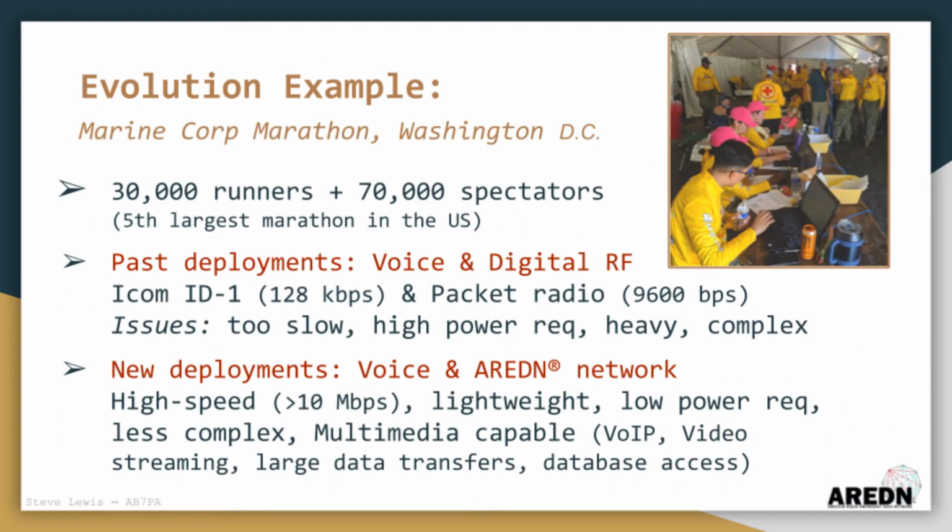Let's take a look at one example of how amateur public service communication has evolved over the years. This photo was taken at a recent Marine Corps marathon in the Washington, D.C. area. It's one of the largest marathons in the country, with around 100,000 participants and spectators. A group of amateur radio operators has been providing communication services for this event for many years.